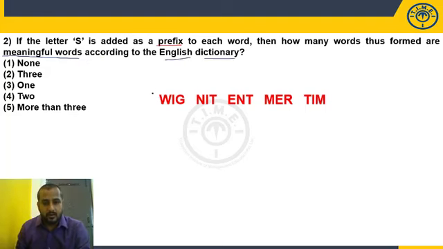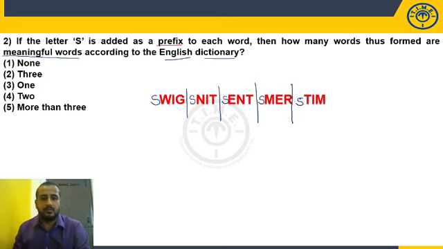Okay. Now, what is the new word that we get here? Swig. What is the new word that we get here? Snit. What is the new word that we get here? Scent. What is the new word that we get here? Smear. What is the new word that we get here? Sting. Now among these, how many are the meaningful words?